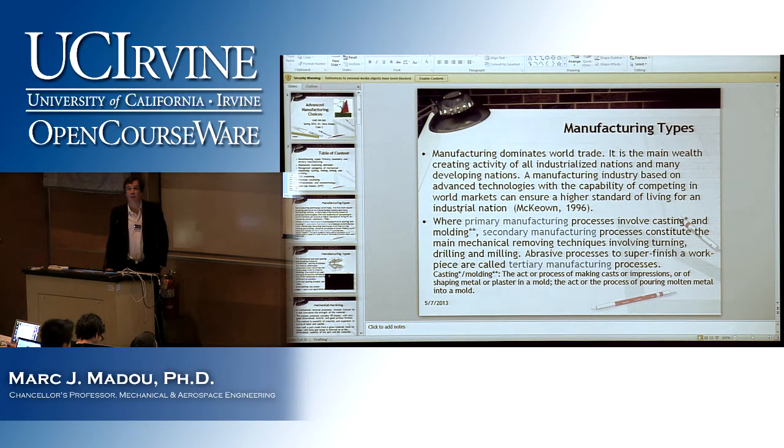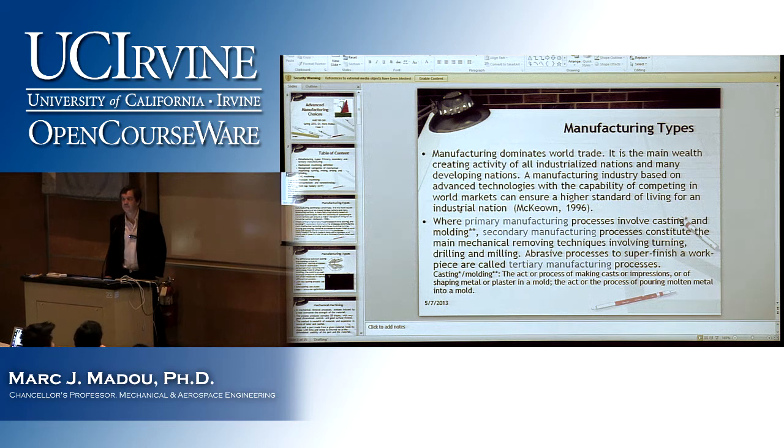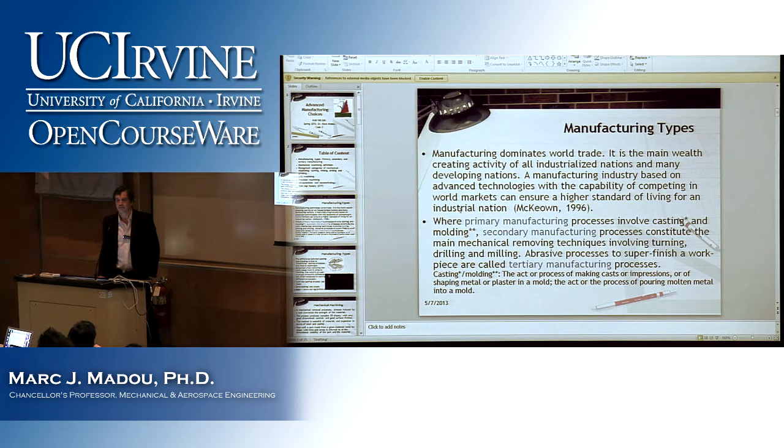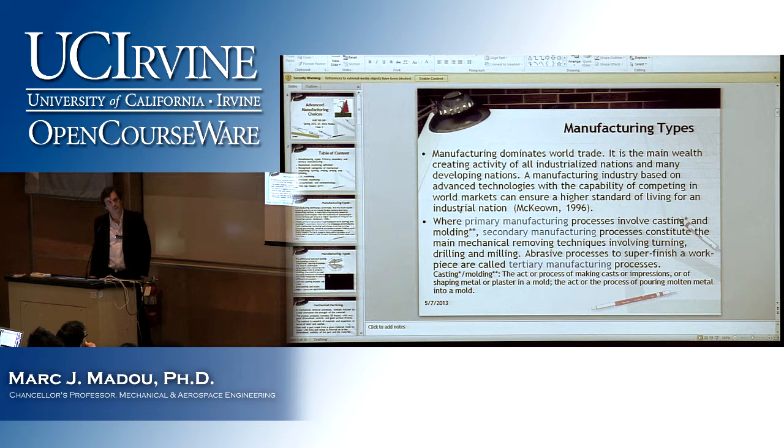Difference between casting and molding. Remember that? Is casting a secondary or a primary machining methodology? Primary, right? Difference between casting and molding? One is reusable and the other one isn't? Yeah.